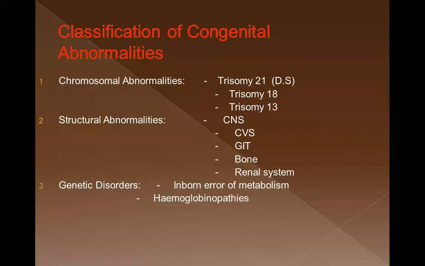Number 1, chromosomal abnormality, for example trisomy 21 Down syndrome, trisomy 18, trisomy 13. Number 2, structural abnormality, which can be in the central nervous system, cardiovascular, GIT, bone, or renal system. And number 3, genetic disorders, inborn error of metabolism and hemoglobinopathies.